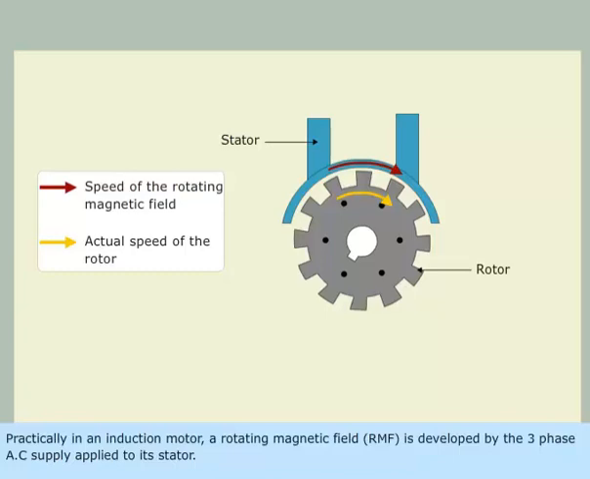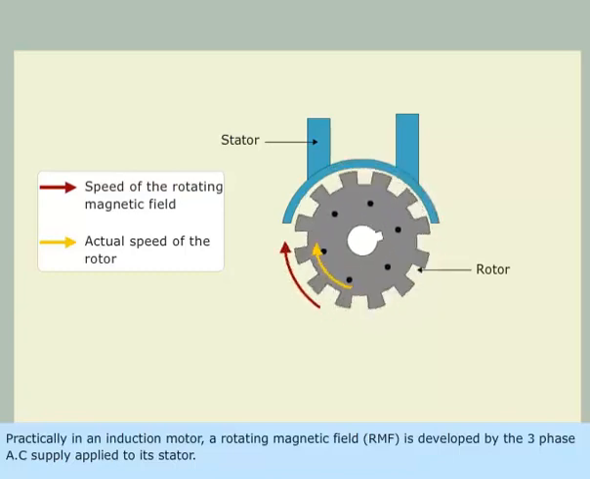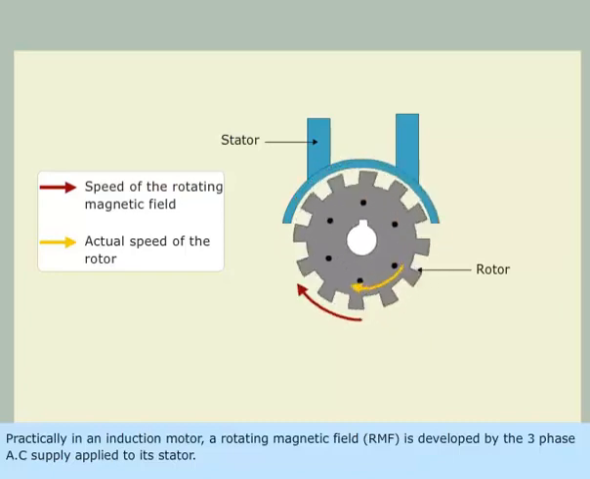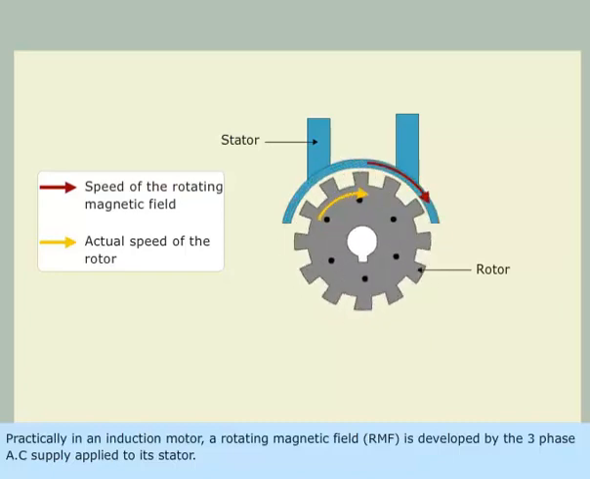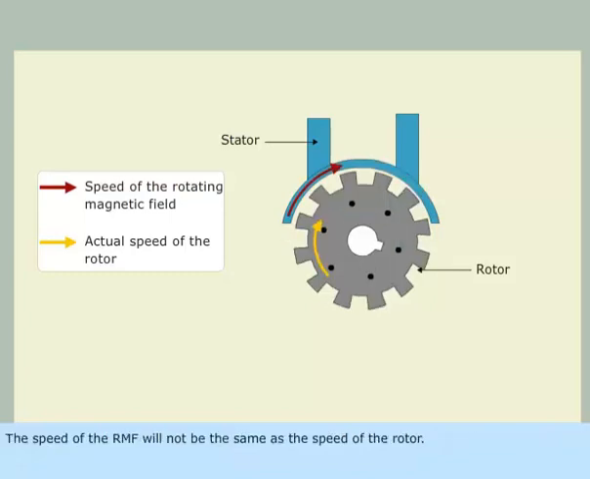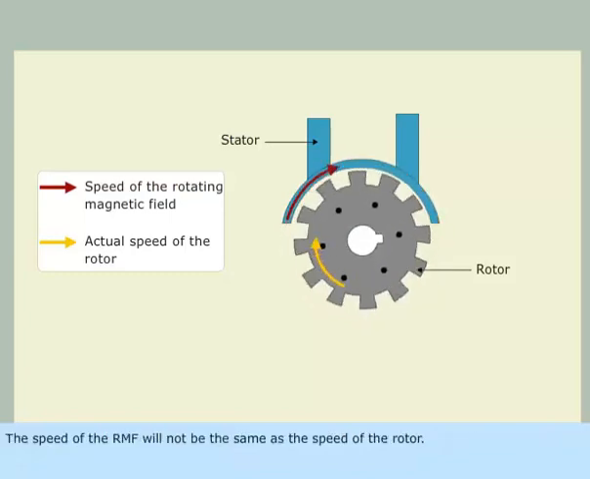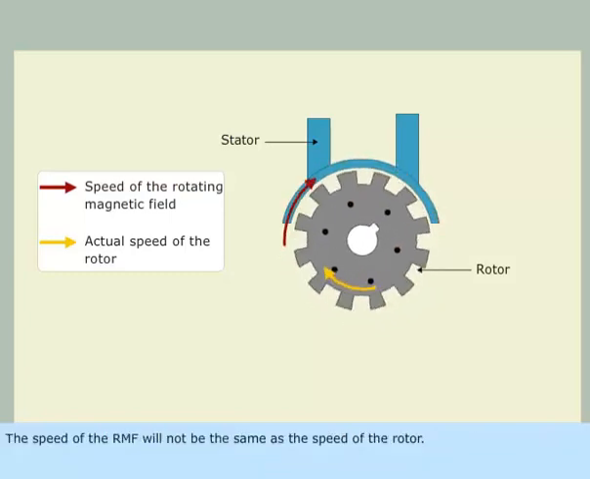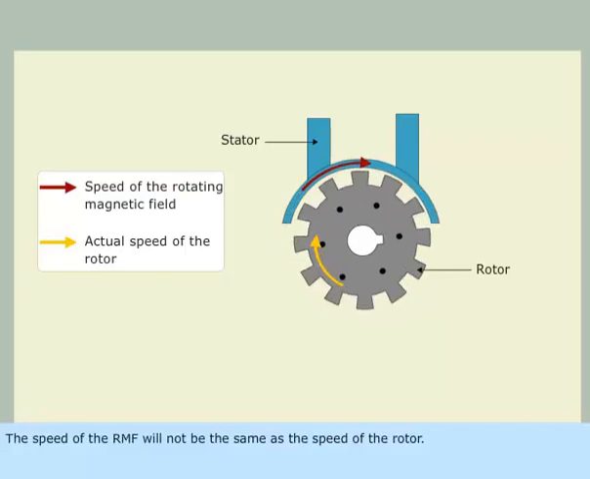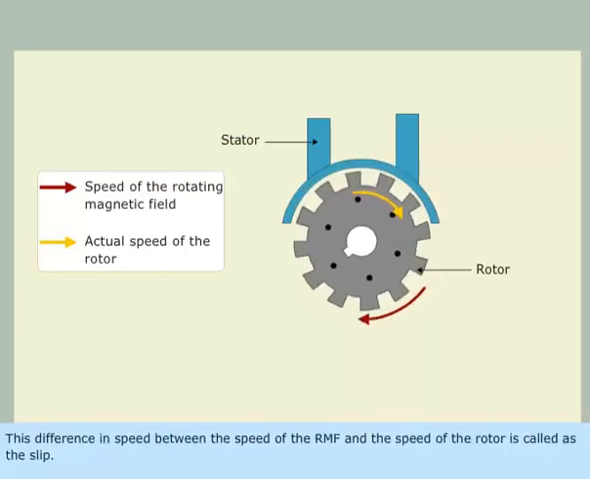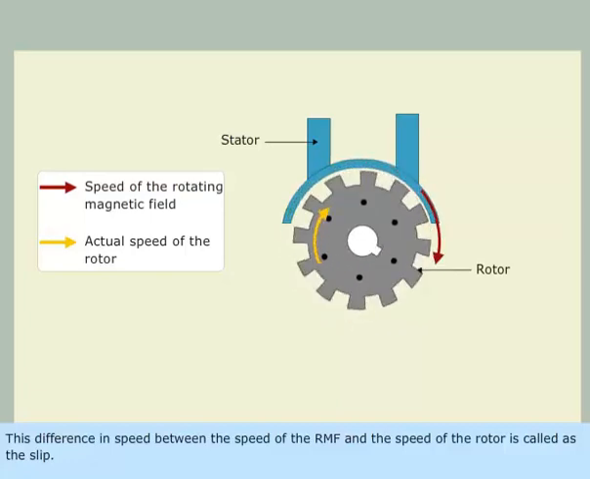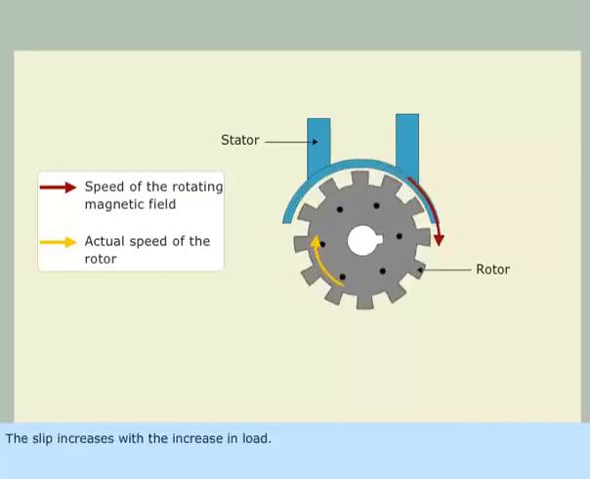Practically in an induction motor, a rotating magnetic field, RMF, is developed by the three-phase AC supply applied to its stator. The speed of the RMF will not be the same as the speed of the rotor. This difference in speed between the speed of the RMF and the speed of the rotor is called the slip. The slip increases with the increase in load.